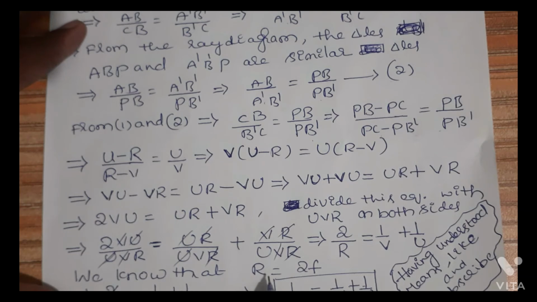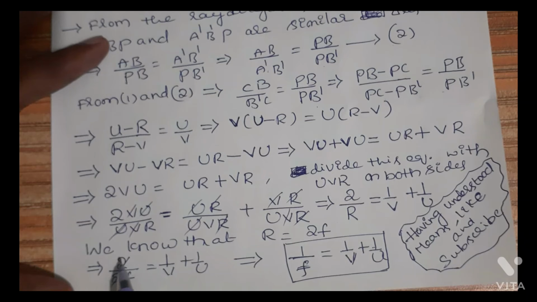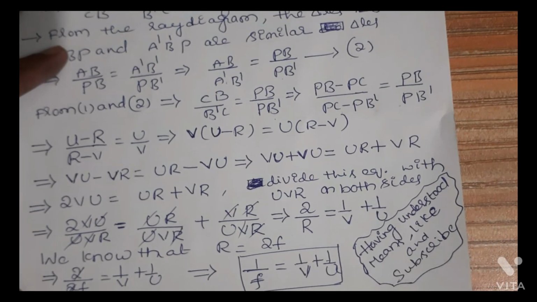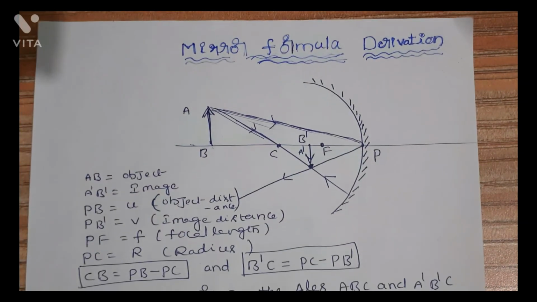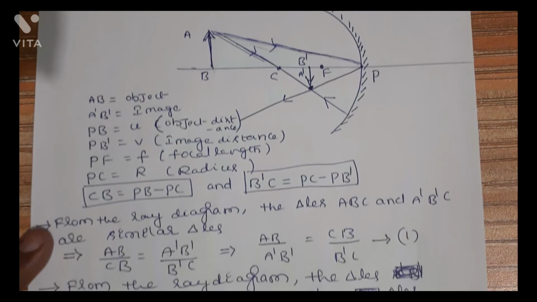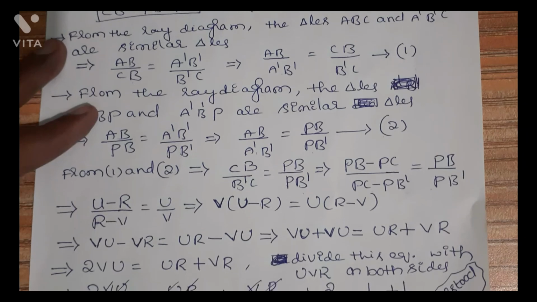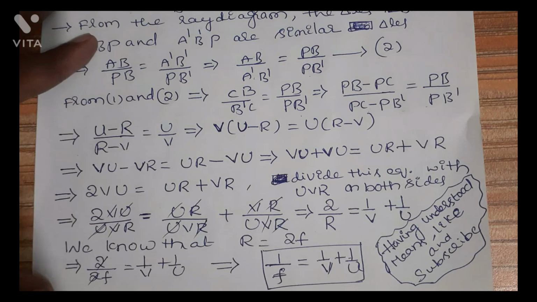We know that the radius equals 2 times the focal length; the radius is double the focal length. That is why 2 by R is 2 by 2F, so cancellation. So you get 1 by F equals 1 by V plus 1 by U. This is the derivation of the mirror formula or mirror equation, students. You can see it again from the top. That's all.